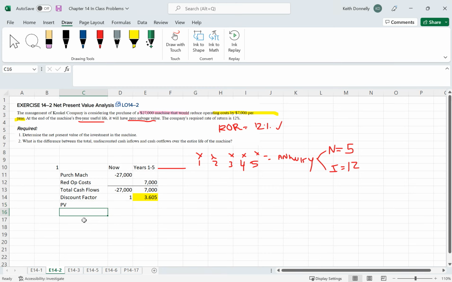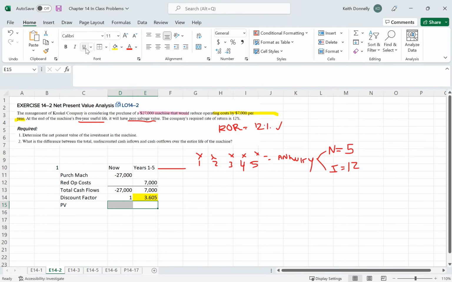With that, we'll be able to figure out our present value. We'll do the 27,000 times the 1, and the 7,000 times the 3.605. That's going to give us about 25,000. Now we're going to figure out our net present value: our inflows minus our outflows of 27,000. The net present value here is negative 1,765. We don't want this, because we're going to spend more money than we're going to get in. It's going to cost us 27, but we're only going to get 25. So you don't want to make this investment.